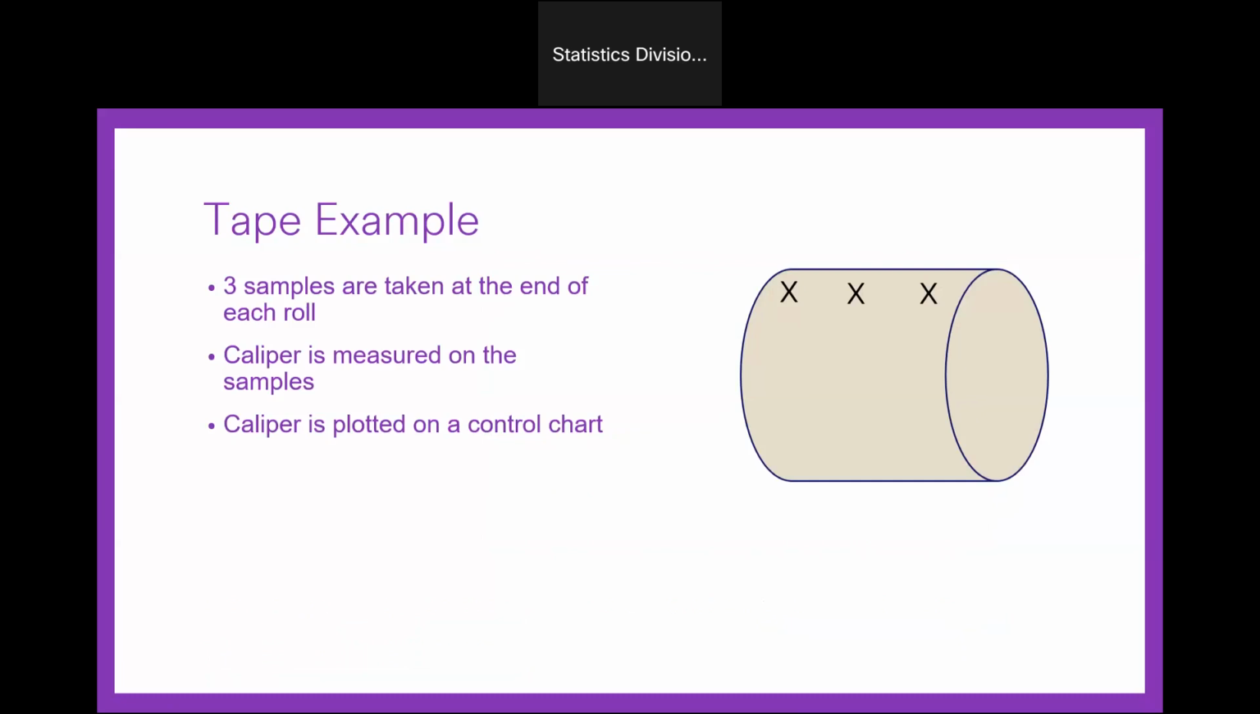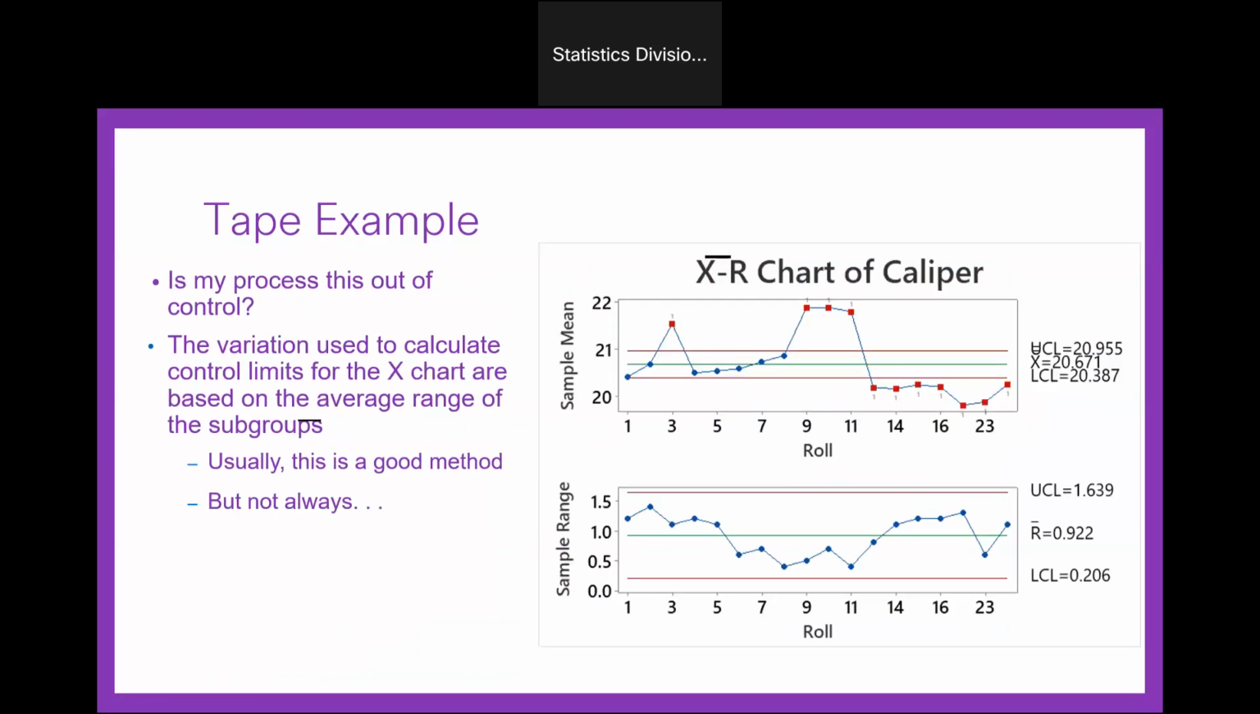And so in this example, we're going to take 3 samples at the end of each roll. And again, this is one of those big old rolls. And we're going to measure caliper or thickness on those samples. And then we're going to plot those on a control chart. And so I took 3 samples. So I'm going to plot them on an X bar R chart.